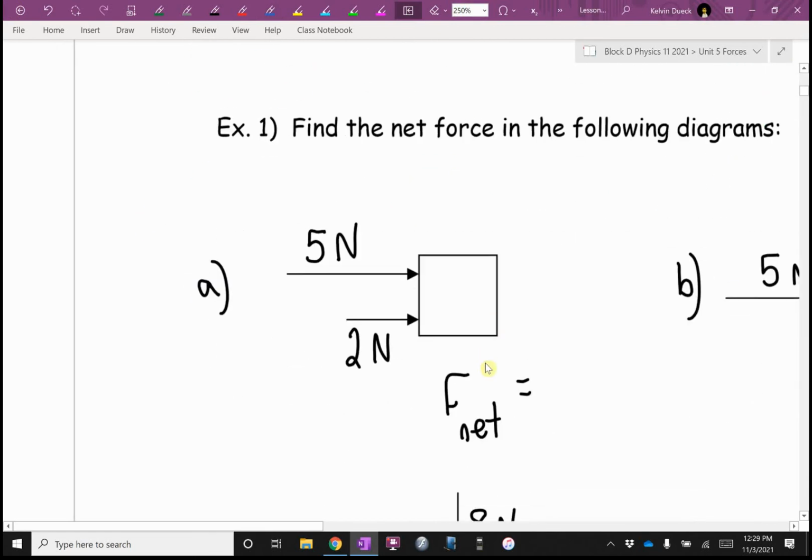So, number 1, what's the net force? If I'm pushing with 5 newtons to the right and 2 newtons to the right, what's that the same as if I wrote that as a single force? I heard it here. Direction, 7 newtons to the right. So I'm going to write 7 newtons right.